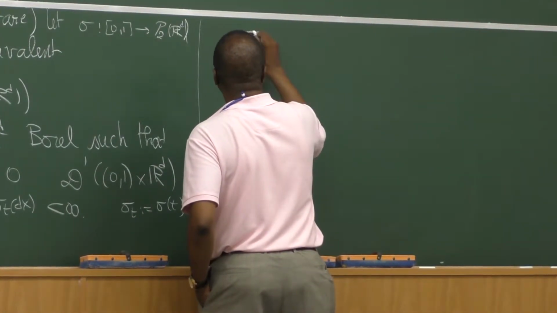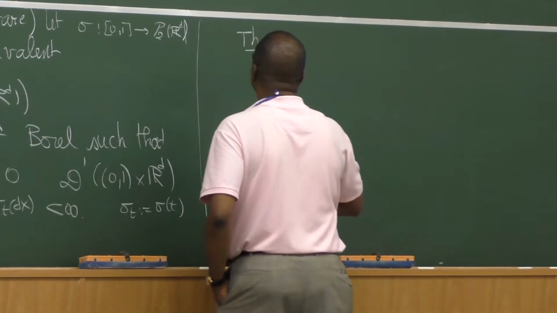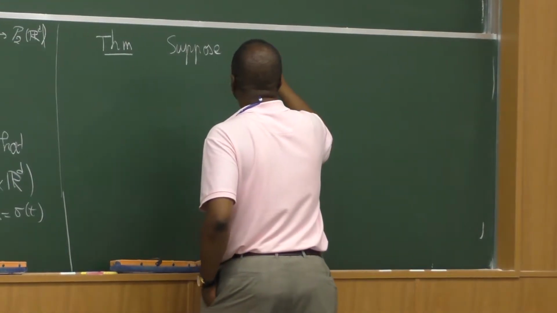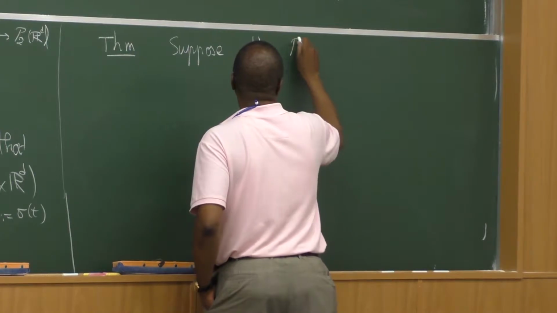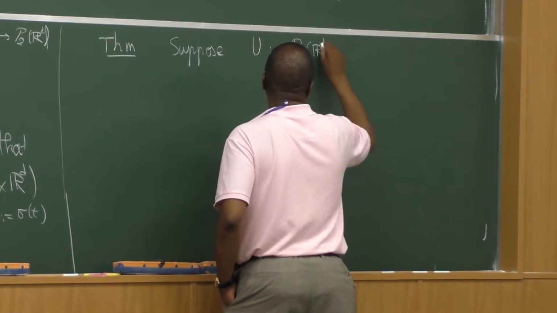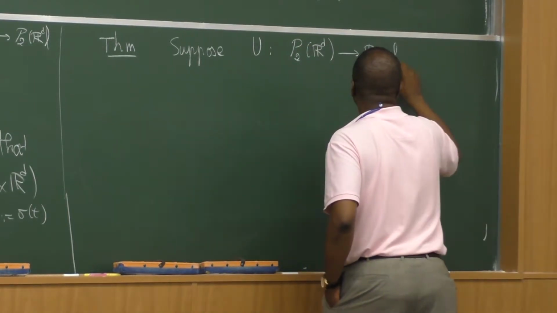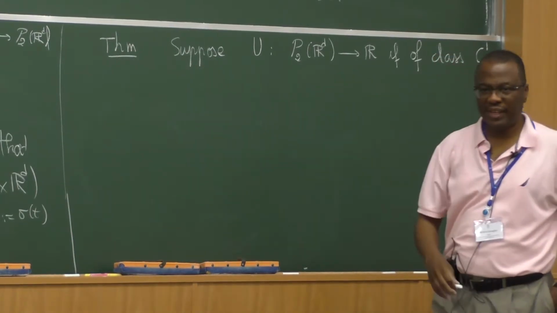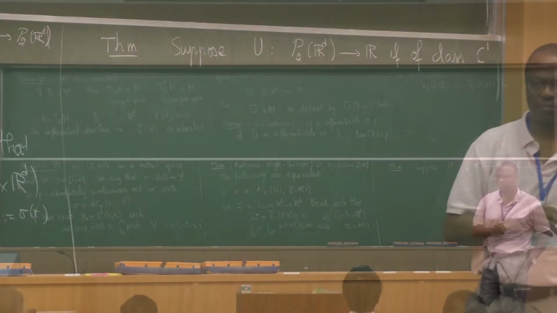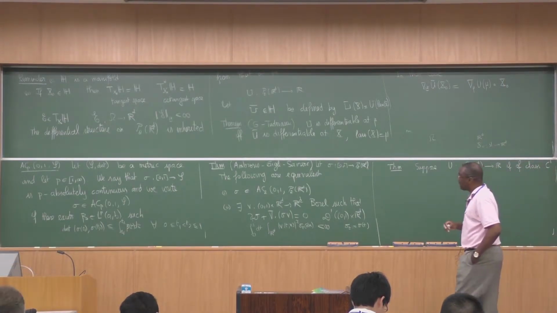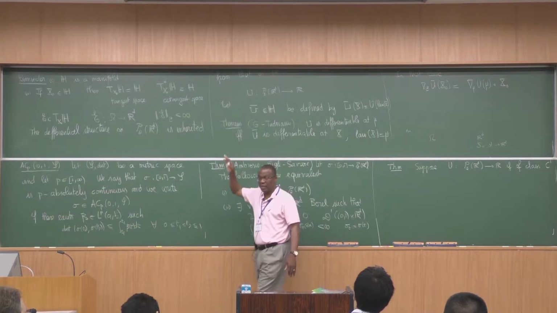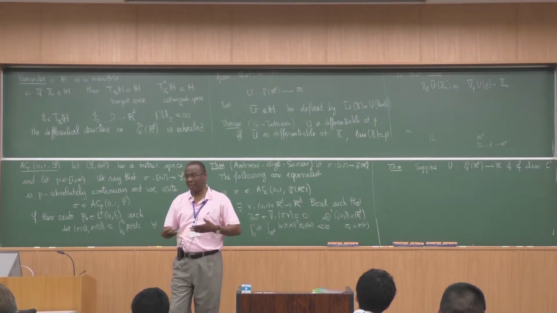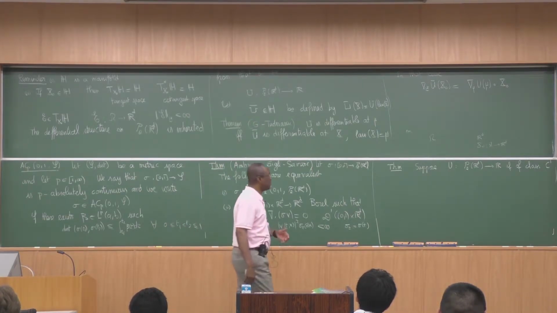So, theorem. Suppose U is defined from the set of probability measures on R^d into R and is of class C1. So the gradient exists and is continuous, which means that I lift the function to obtain a function U bar. I know what it means that the gradient of U bar exists. And on a Hilbert space, I know how to define the continuity of the gradient of U bar.